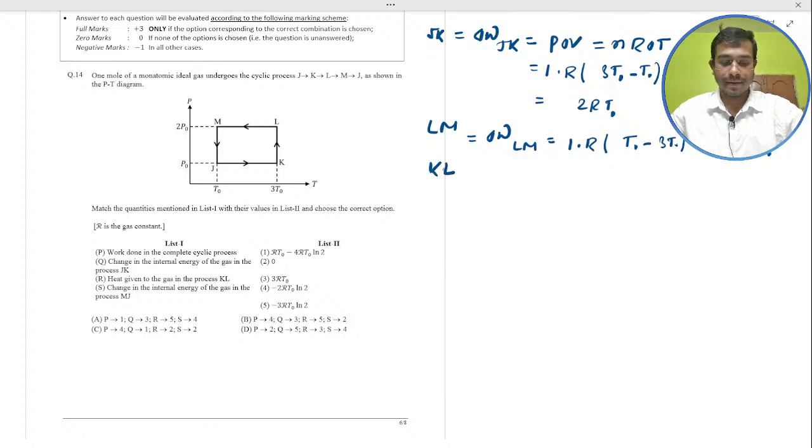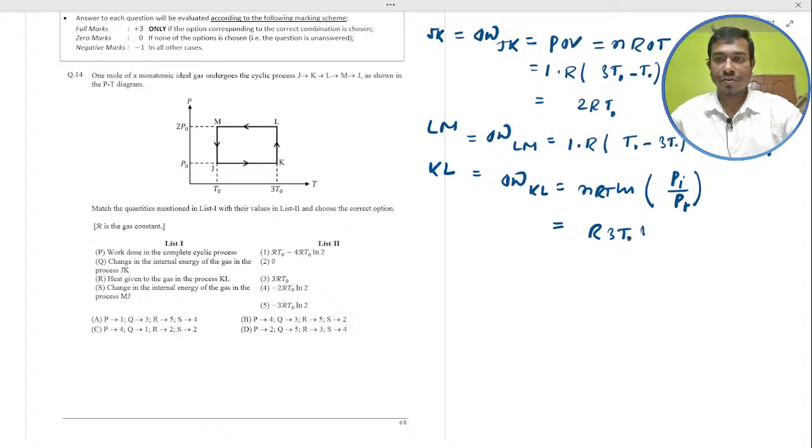Now for the KL. This is equal to del W KL, which is nRT ln P initial by P final. This is nothing but R into 2T naught ln P naught by 2P naught. This is equal to minus 2R T naught ln 2.